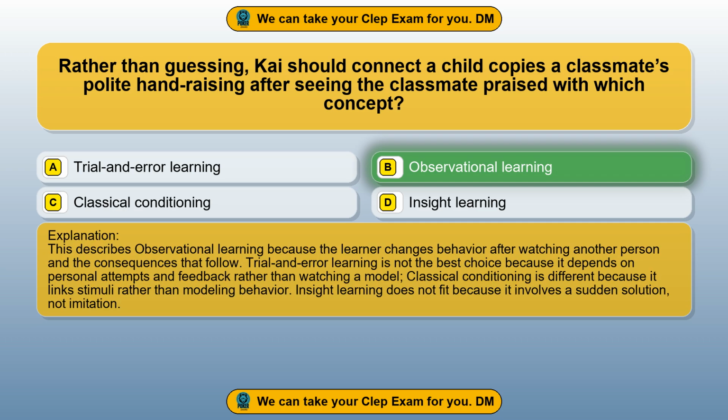The correct answer is option B, observational learning. This describes observational learning because the learner changes behavior after watching another person and the consequences that follow. Trial and error learning is not the best choice because it depends on personal attempts and feedback rather than watching a model. Classical conditioning is different because it links stimuli rather than modeling behavior. Insight learning does not fit because it involves a sudden solution, not imitation.